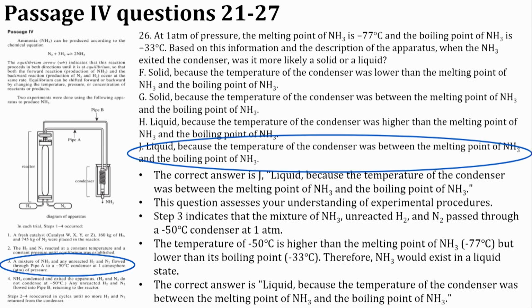This question assesses your understanding of the experimental process. Step 3 indicates that the mixture of NH3, unreacted H2, and N2 passed through a condenser at minus 50 degrees Celsius and the atmosphere was just 1. The temperature of negative 50 degrees Celsius is higher than the melting point but lower than its boiling point. Therefore, NH3 would exit in a liquid state. The correct answer is liquid because the temperature of the condenser was between the melting point and the boiling point of NH3. So there's a lot of information here that we're trying to juggle.